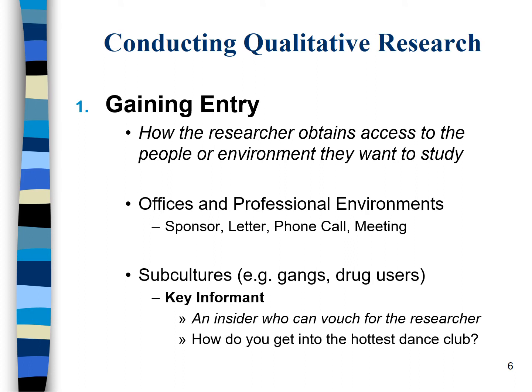So when you're dealing with subcultures, there's another term that becomes really important, and that is what is known as a key informant. And a key informant, in its simplest sense, is an insider who can vouch for the researcher.